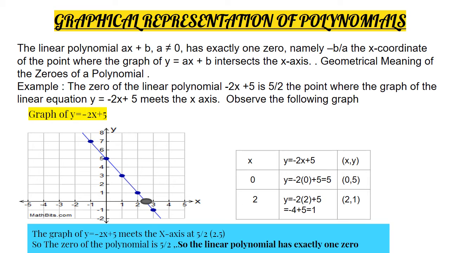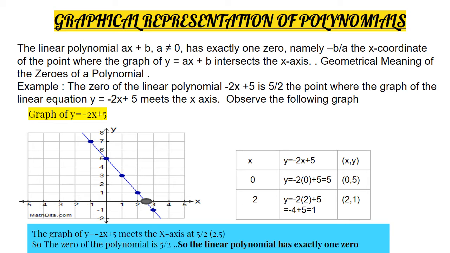If we represent this 0, 5, with x is equal to 0, it lies on the y axis. And 2, 1 is represented here, x is equal to 2 and y is equal to 1. If we draw a line through these 2 points, that is a straight line, and it intersects the x-axis between 2 and 3.